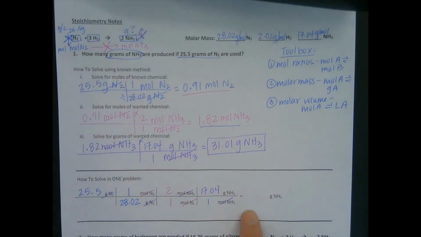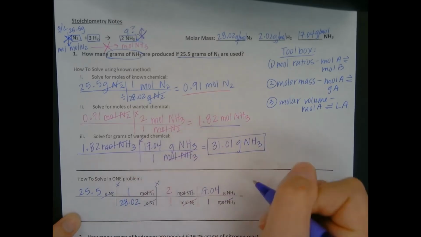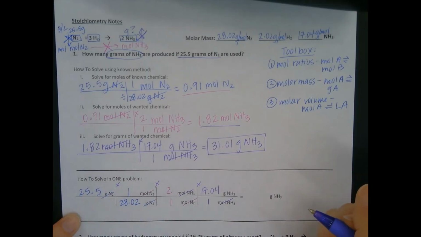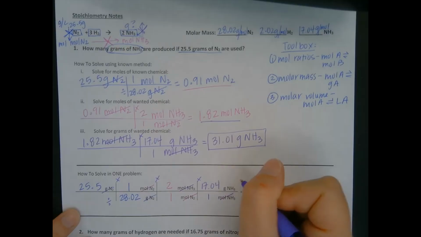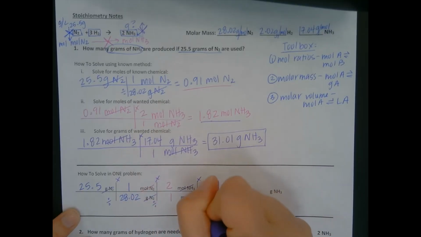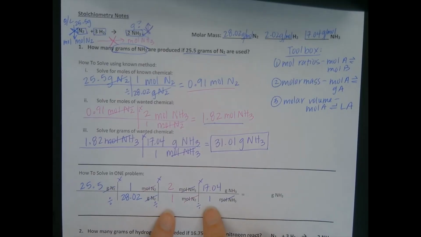Now, the tricky part, to make sure we're doing this right, is how to put it in your calculator. You can just multiply all the way across on the top. 25.5 times 1 times 2 times 17.04 divided by 28.02 divided by 1 divided by 1. Now I know when you multiply and divide by 1 it doesn't do anything, right? But these could be numbers. So when you have two numbers in the denominator that you need to divide by, hit the divide button twice.